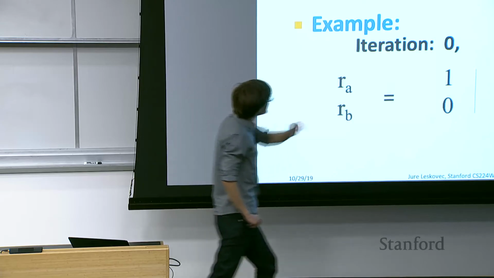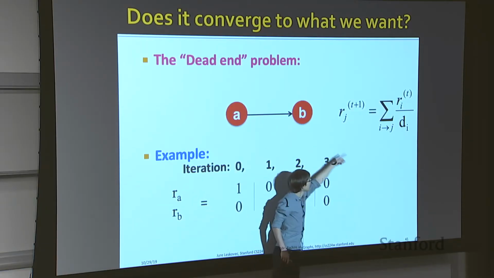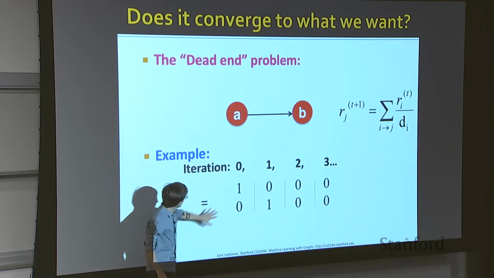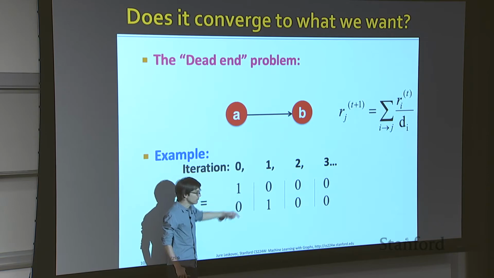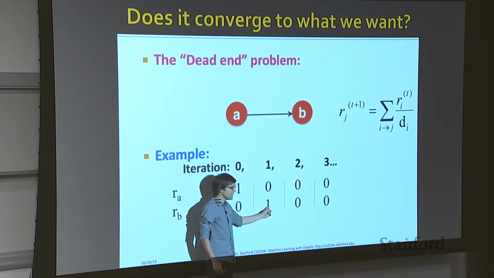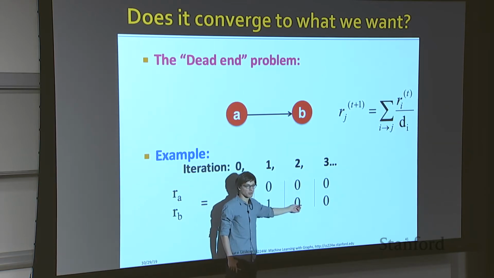And then this is the example of a dead end. If I now create the matrix as I show and start with some starting vector and multiply, you see the random walker starts at A, goes to B, and then there's nowhere to go from B, so all the importance is lost.